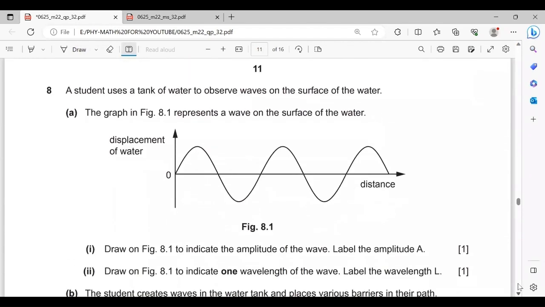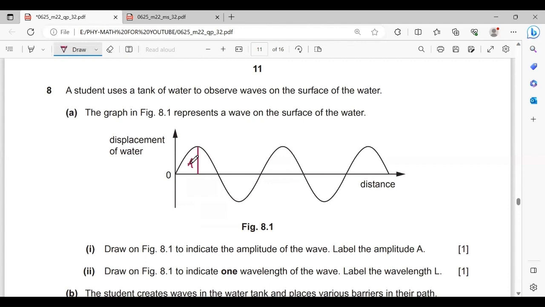Next, number 8. A student uses a tank of water to observe waves on the surface of the water. A. The graph in figure 8.1 represents a wave on the surface of the water. Draw on figure 8.1 to indicate the amplitude of the wave. Label the amplitude A. Okay, so amplitude, this is from this one. This is amplitude A.